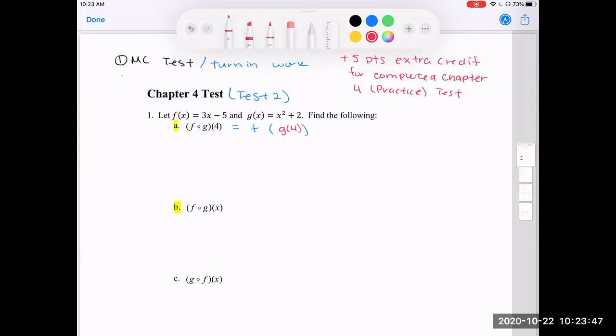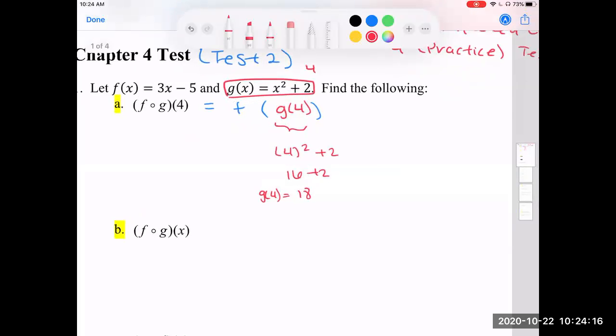All right, so g of 4. Let's plug in 4 into our function g. So this is our function g. Let's go ahead and plug in 4, so that we have 4 squared plus 2. 4 squared is 16, plus 2, we get 18. So we have g of 4 is 18.